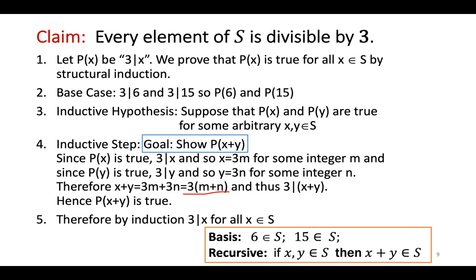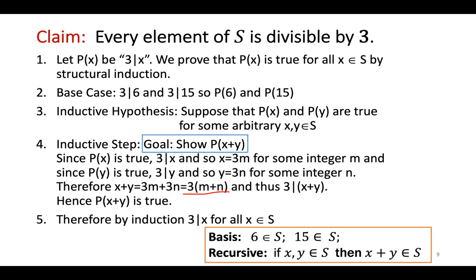And then we can do the inductive hypothesis. Suppose that P of X and P of Y are true for some arbitrary X and Y in S. Then we can show P of X plus Y, which comes from the recursive definition. P of X is true, 3 divides X, and so X is equal to 3m for some integer m, and again P of Y is true, 3 divides Y, and Y is equal to 3n for some integer n.